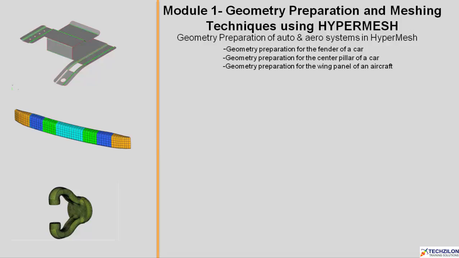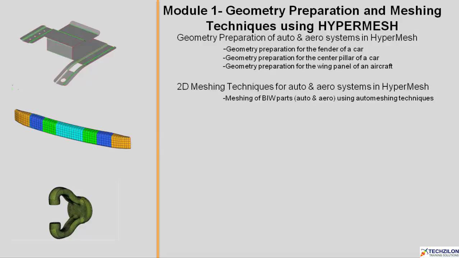We will later move on to 2D meshing techniques for auto and aero systems using HyperMesh. This will consist of meshing of BIW parts for both auto and aero using auto meshing techniques, and meshing auto and aero components for crash and durability analysis.